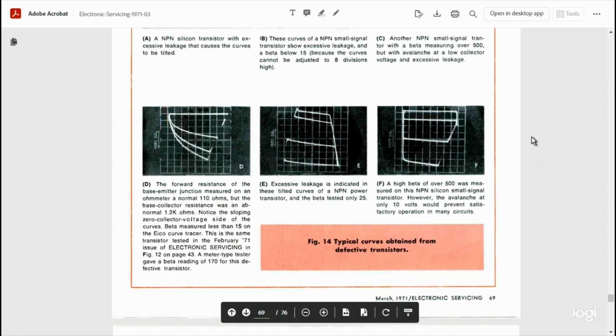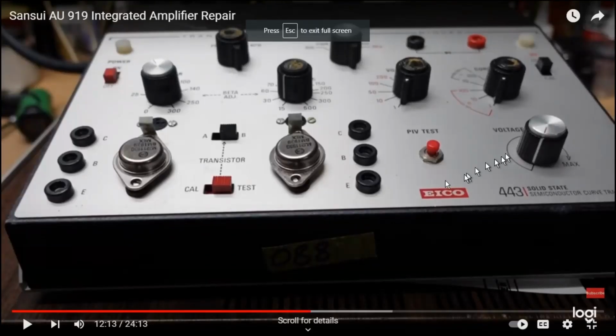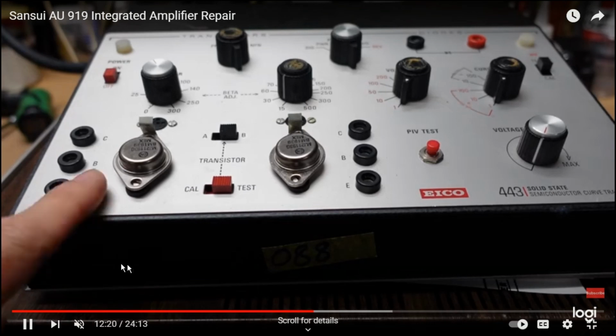And then the cherry on the cake is to try to find some information on this unit currently in the wild and in use, and I managed to do that because on a fellow YouTuber's site by the name of Ray Gianelli, he actually has recently used one of these on his bench. He's done some testing on the power output transistors for a Sansui AU919. He was nice enough to show the particulars of the testing. I'm going to leave a link to this particular episode in my notes as well, if anybody's interested.